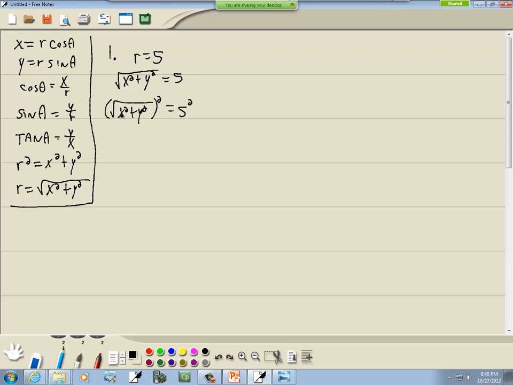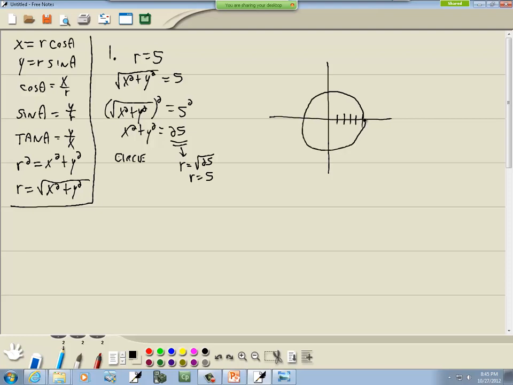Now when I square this, the square root and the second power cancel, and we're left with x squared plus y squared is equal to 25. Now this is a circle with a center at the origin with a radius equal to the square root of this number. So the square root of 25 gives us 5. So our graph would be a circle of radius 5 with the origin being the center of the circle.